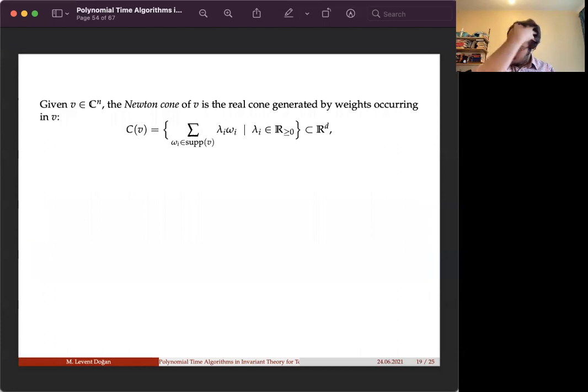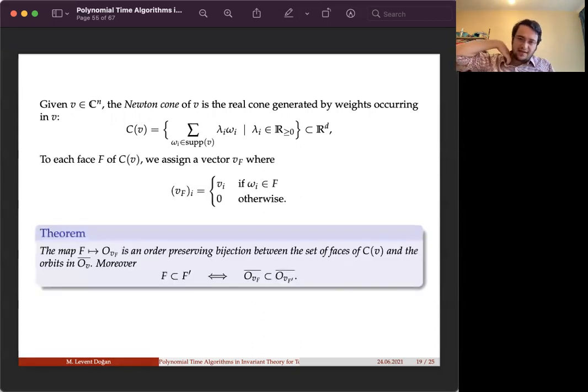There is a nice description that I want to explain in terms of polyhedral geometry. Given a vector v, I define its Newton cone. It is the real cone generated by the weights of v. This is a convex cone, and it has faces. We will assign to each face an orbit in the orbit closure.